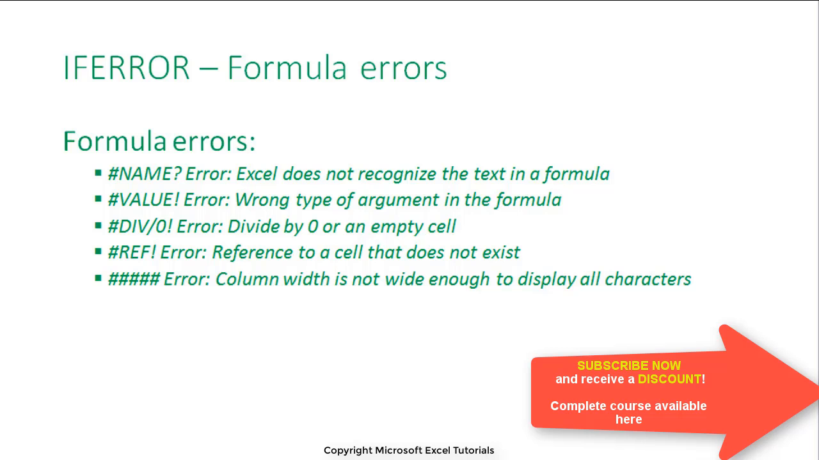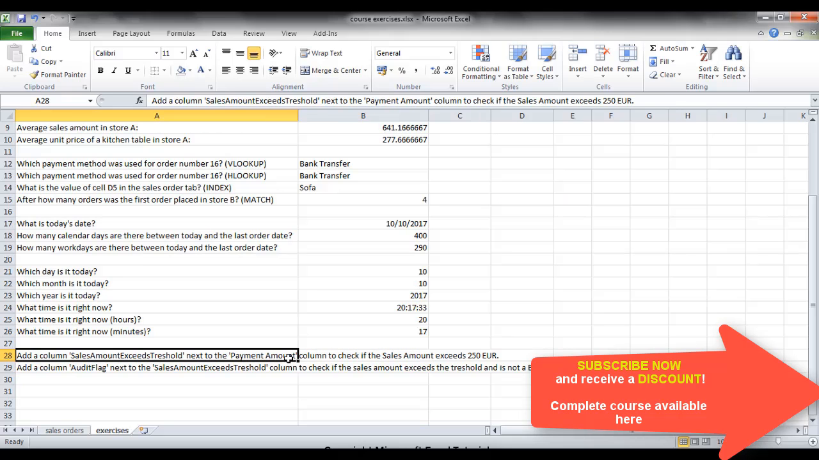Finally, you can also get an error when the column width is not wide enough to display all your characters. Let's go back to the Excel sheet. Suppose that we want to add a column sales amount exceeds threshold next to the payment amount column to check if the sales amount exceeds the threshold of 250 euros.